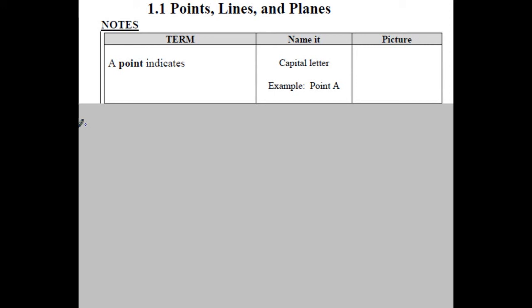Alright, let's start with a point. A point indicates a location. In a location, the point also has no size. So what does that mean? It means that since it's a location, it could represent my house. My house could be a point. Earth could be a point. A small pin, the top of the pin could be a point. It doesn't have a size, so it just represents a location.